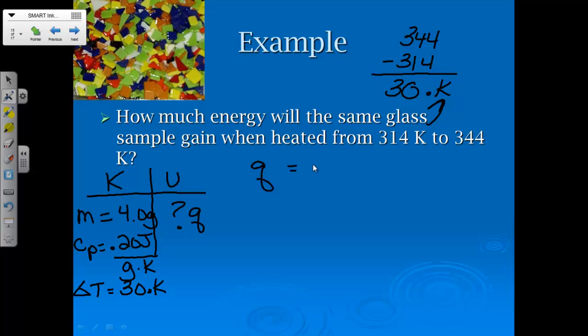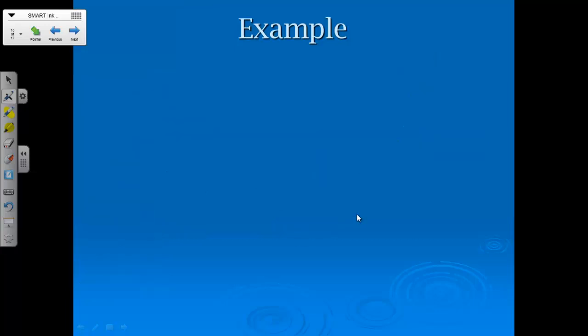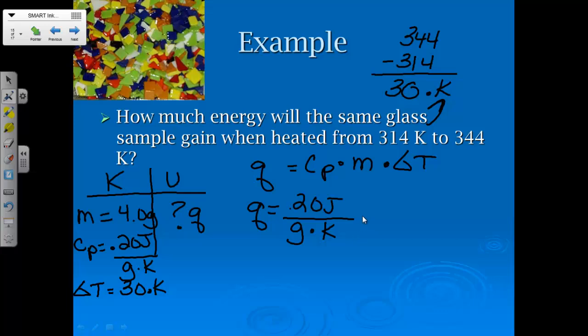Okay, so this time I'm going to pick Q equals Cp times the mass times the delta T. Okay, and I've just got to plug and chug here. So my Q, and I'm going to put the units to show you how they cancel out. I've got 0.20 joules over grams times Kelvin. Times 4.0 grams. So that's going to get rid of the gram unit. Okay, and then I'm going to have times 30 Kelvin. And that's going to get rid of the Kelvin. Actually, I should probably use parentheses here so that we're not lost on what we're doing math-wise.